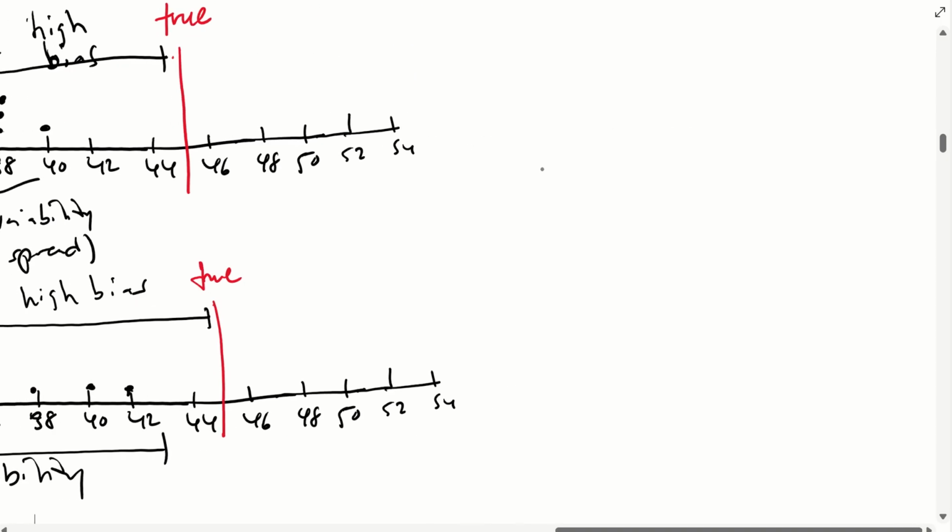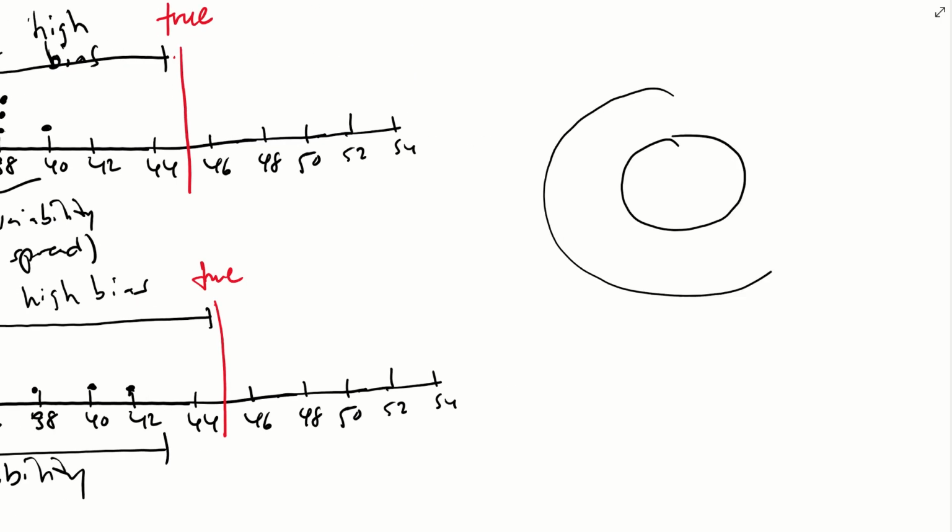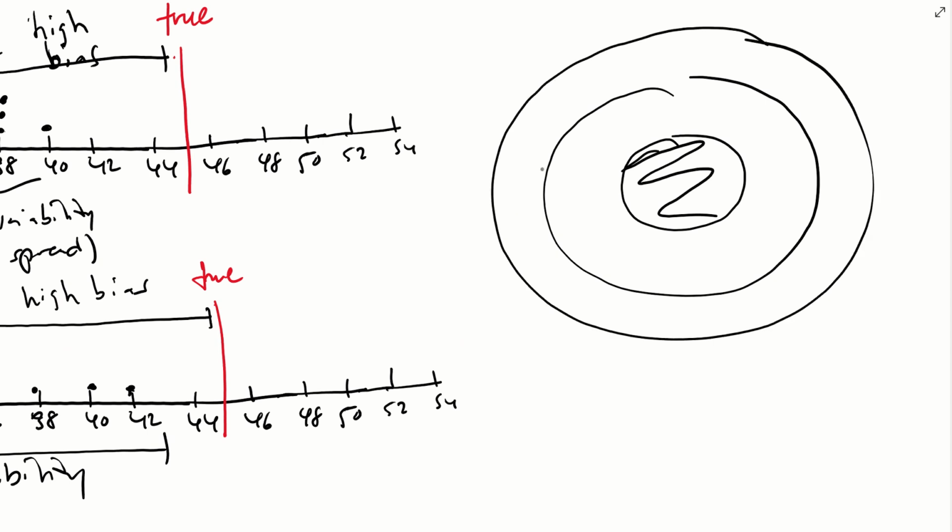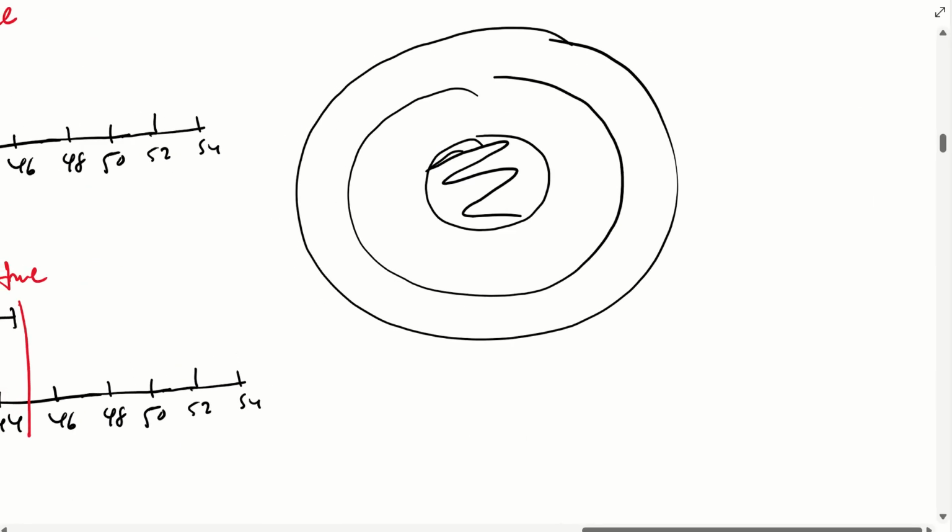Again, if you think about it as a target, and this is the bullseye, high bias, low variability would be akin to doing this. You're consistently off target, but your dots are close together. High bias, high variability is you're off target, but your dots are spread out, right? So that would be high bias, high variability.